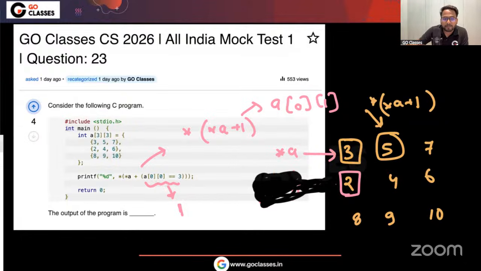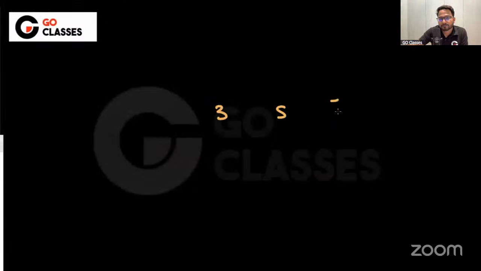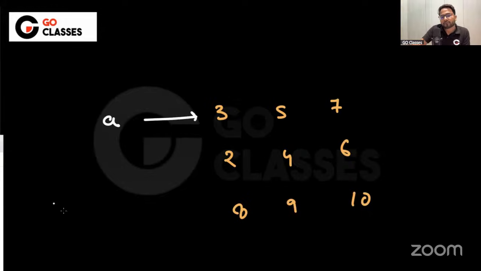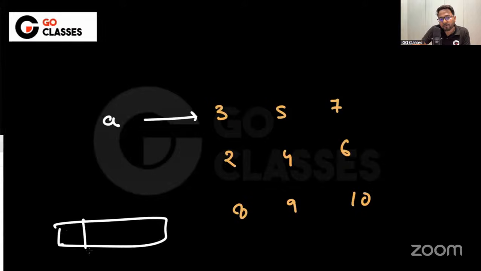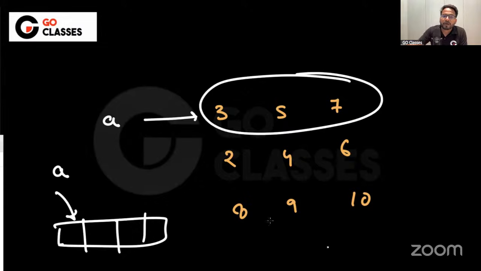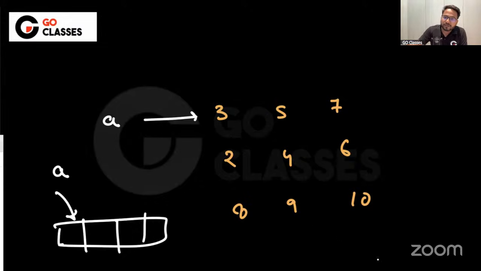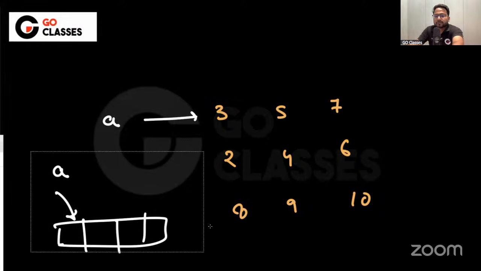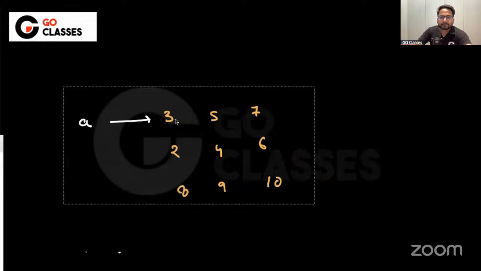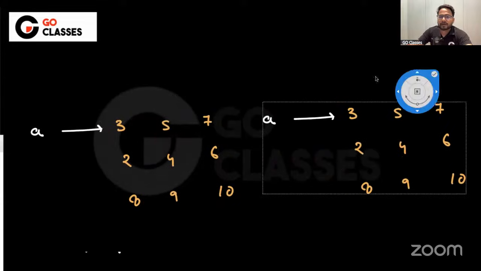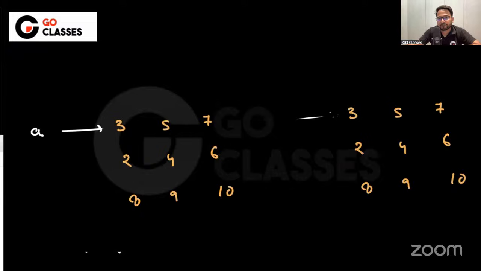So A is actually pointing to this row. See, in a 2D array, this is 3, 5, 7, 2, 4, 6, 8, 9, 10, right? In a 1D array, if you remember, A points to the first element. Similarly, in a 2D array, A points to the first row. And star A will point to 3. Let me just visualize it: A points to this, and star A is going to point to this 3. The moment you put a star, it is only going to point to 3.